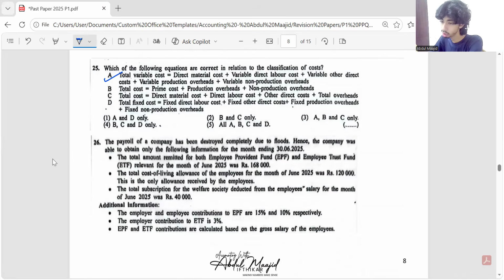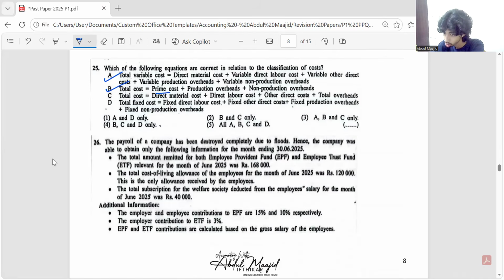Total cost will equal prime cost plus production overhead plus non-production overhead. Production overhead plus non-production overhead is your total overhead. So yes, your total cost is equal to prime cost plus total overhead. Otherwise, total cost is equal to variable cost plus other cost, that is variable cost plus fixed cost, that is also correct. So B is correct.